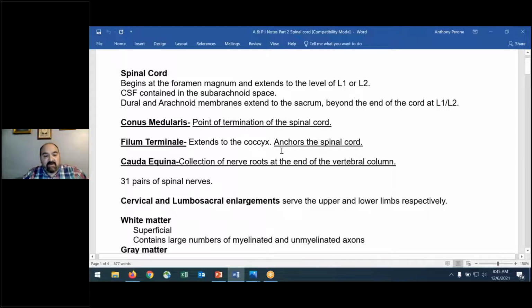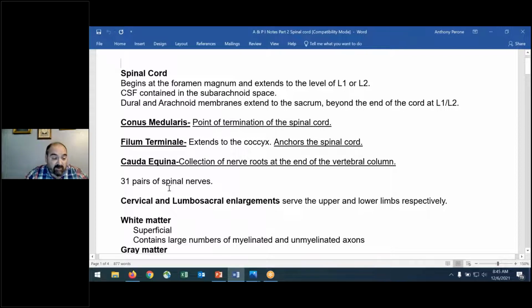The filum terminale is what actually extends from the spinal cord and helps to anchor the cord to the coccyx, the tailbone. And then we have the cauda equina, the collection of nerve roots at the end of the vertebral column. So what is passing through the vertebral foramen from L1, L2 distally would be the cauda equina, okay?